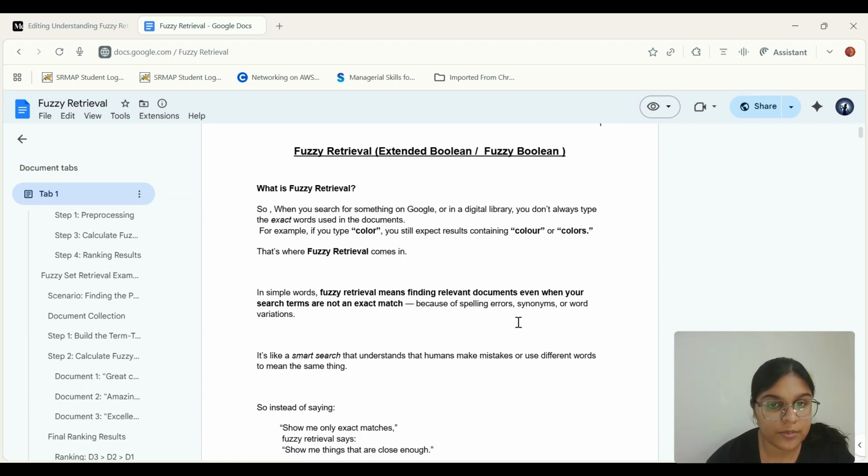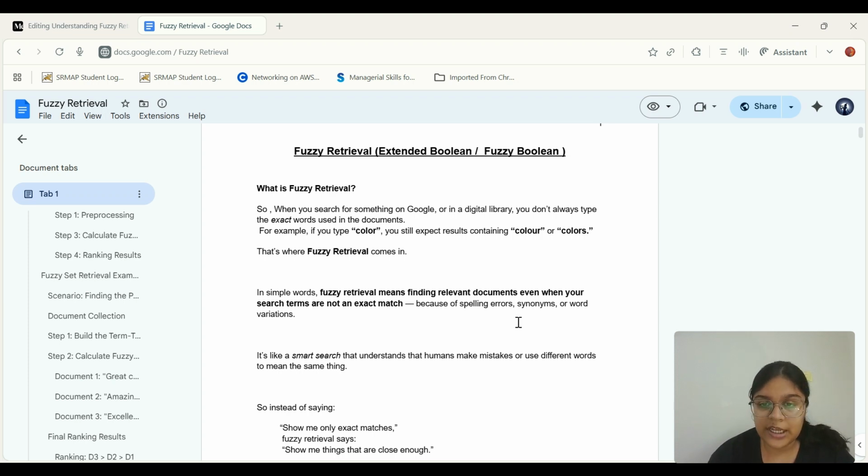Today, we are going to talk about fuzzy retrieval and some of its approaches, how we calculate it in a numerical way. We are also going to see a numerical example with it. So, talking about fuzzy retrieval, which is also an extended Boolean method or a fuzzy Boolean, which we can say. So, what is fuzzy Boolean?